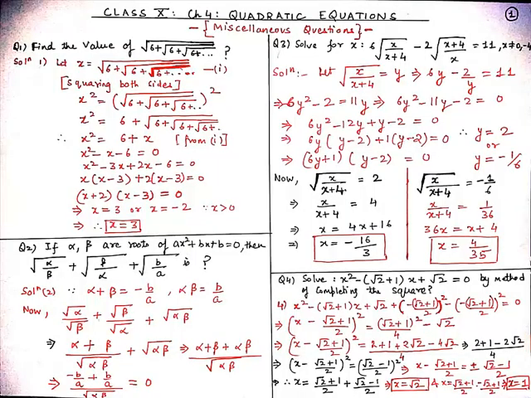Today in this video we will be doing some questions based on our chapter 4 quadratic equation. So our first question for today is: find the value of square root of 6 plus square root of 6 plus square root of 6 and so on. In this type of question, let's say x equals square root of 6 plus square root of 6 plus square root of 6 and so on.